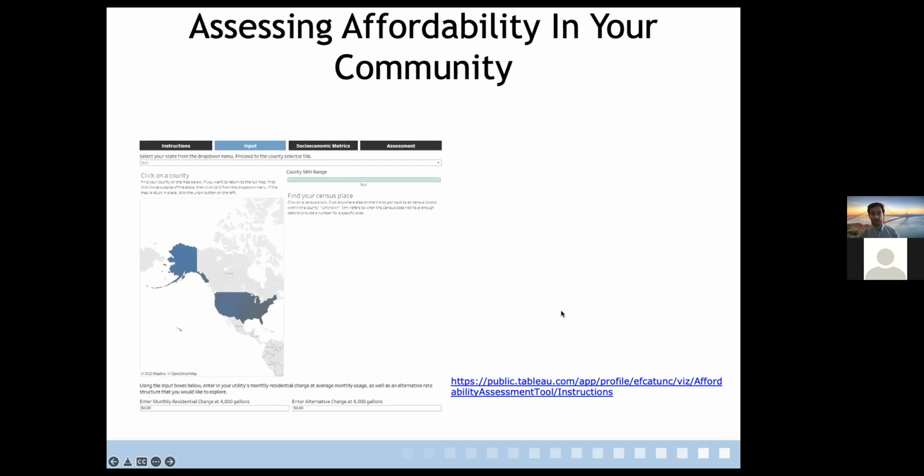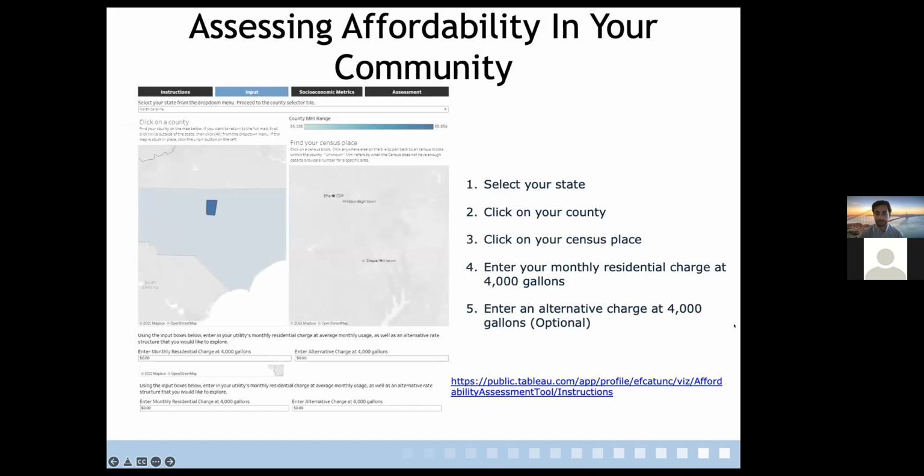Before I showcase the tool live, I'm just going to walk you all through it using real small systems data that we've worked with, but I blocked their name out. Here we're looking at the input tab, which contains an interactive interface that allows the user to enter both location and rates information. The first step in the tool is to enter your state from a drop-down menu. Then you can geographically select your county, which will bring up a census place map.